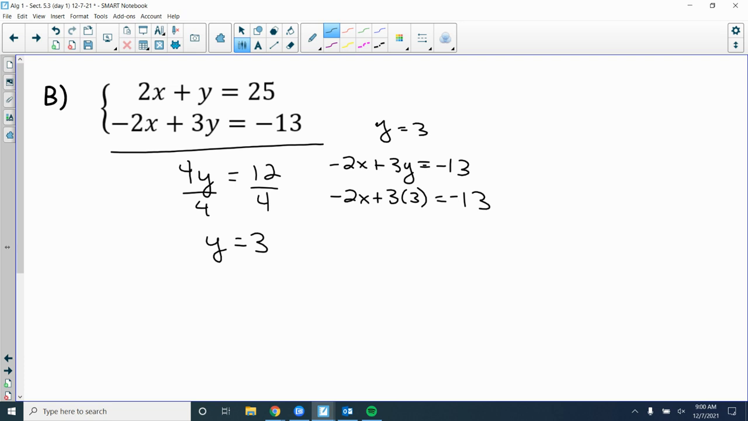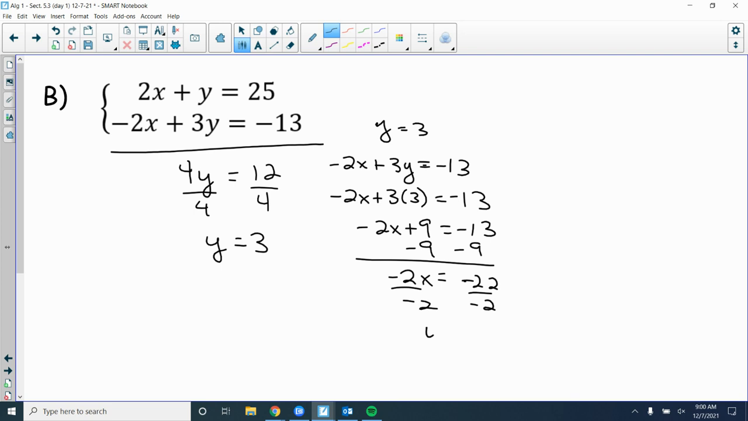All right, now negative 2x. 3 times 3 is 9. And now I can subtract 9. I get negative 2x equals, what's negative 13 minus 9? Negative 22. And now divide by negative 2. Negative 22 divided by negative 2 will give me x equals 11. And so I get 11 comma 3 as my answer. 11 comma 3 is my answer.